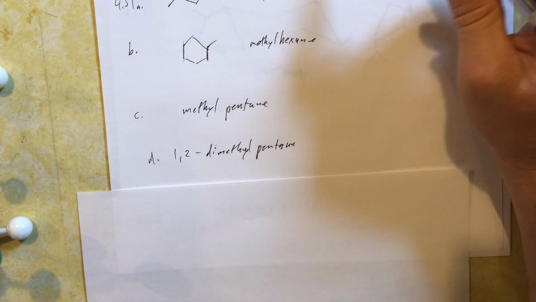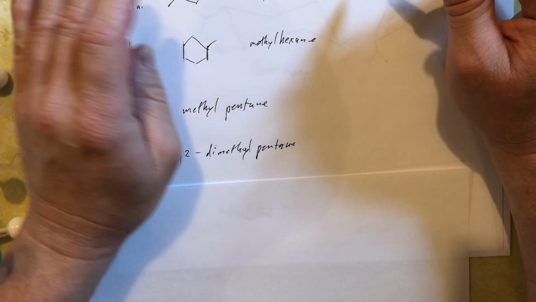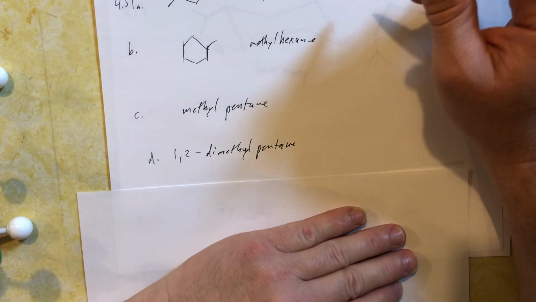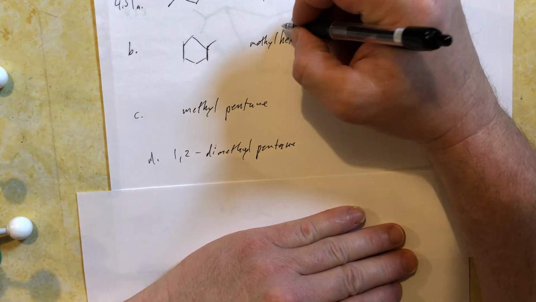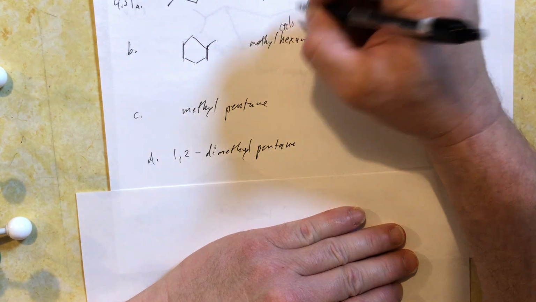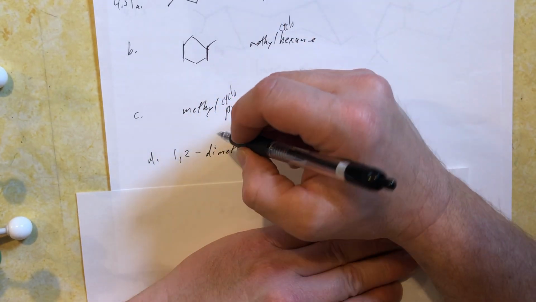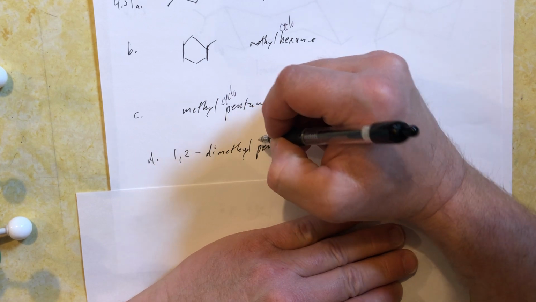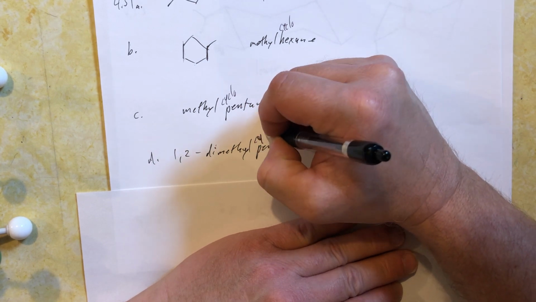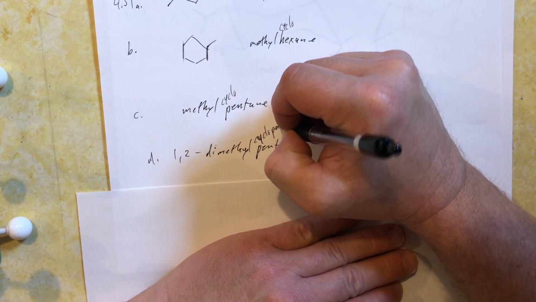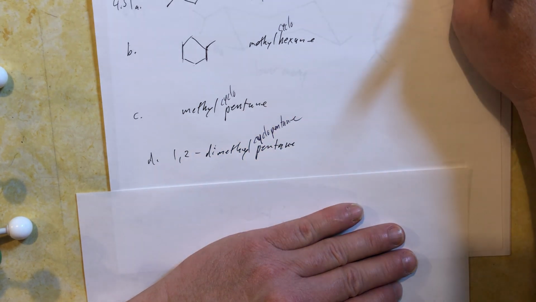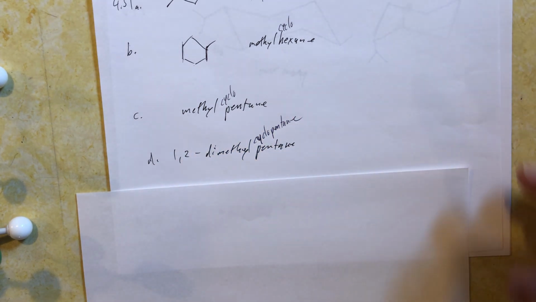Oh, sorry. I screwed these up, didn't I? This one is methylcyclohexane. And this one is methylcyclopentane. And this one is dimethylcyclopentane. Okay? Forgot the cyclos. All right, I think I'm done with this guy.